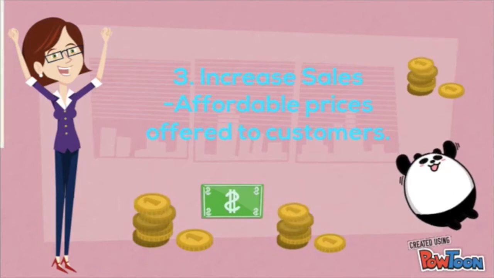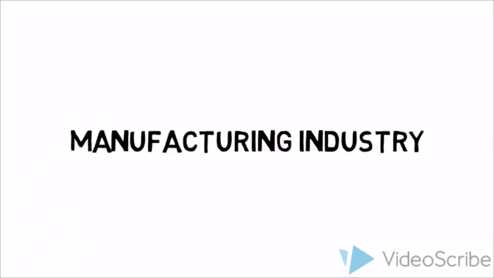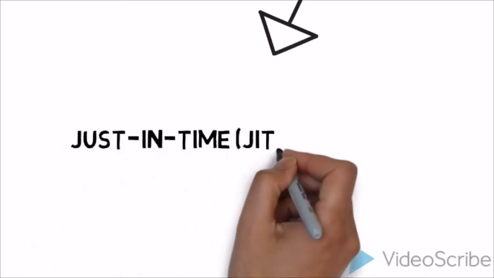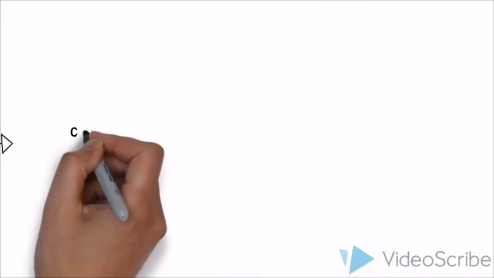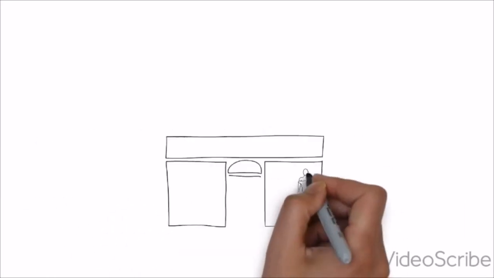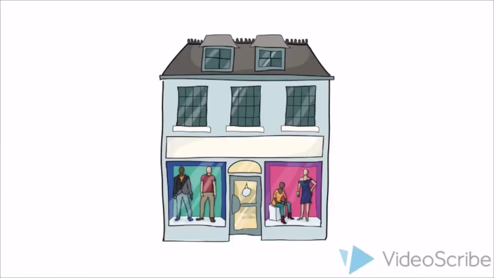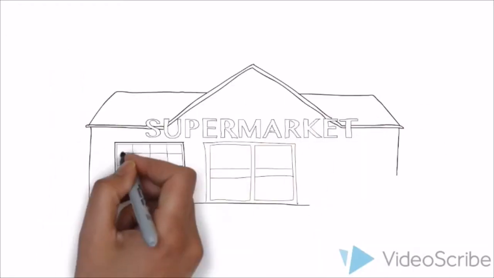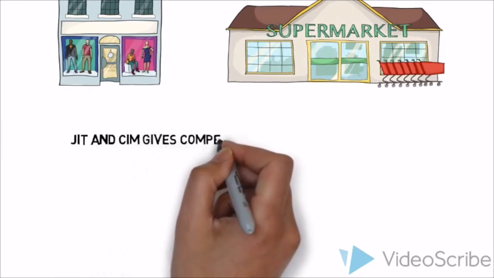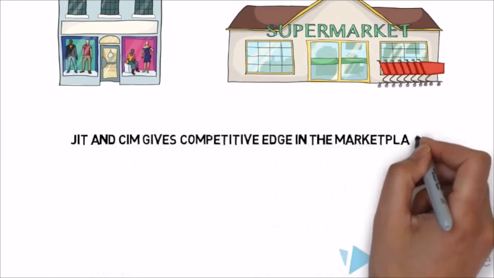The manufacturing industry is changing as firms adopt the just-in-time (JIT) philosophy, which then moves toward computer-integrated manufacturing (CIM) systems. This is mainly due to the advancement in technology. There are many firms that have found that JIT and CIM, together with other revised managerial accounting systems, have provided a competitive edge in the marketplace.